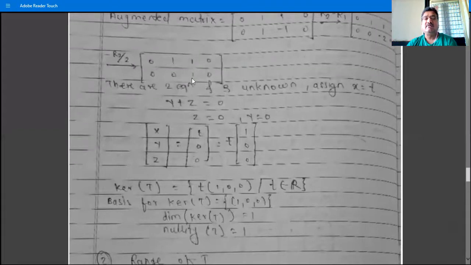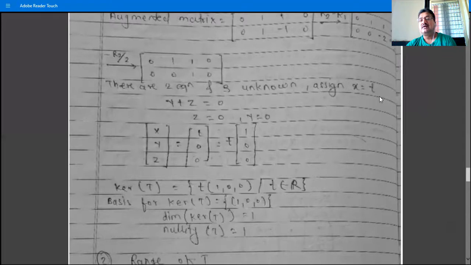So rewrite the equations. So y plus z is equal to 0 and z is equal to 0. If you substitute z is equal to 0, we get y is again 0. But there are three variables, and we have two equations. This is the first equation, this is the second equation. There are two equations and three unknowns, so we assign one unknown. So assign x is equal to t. Don't assign z or y, because we already have the values of z and y from these two equations.